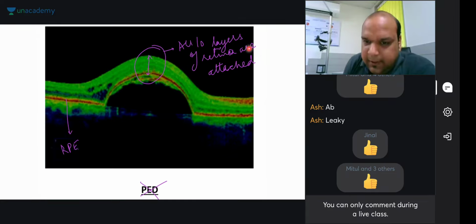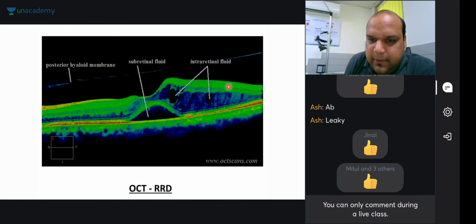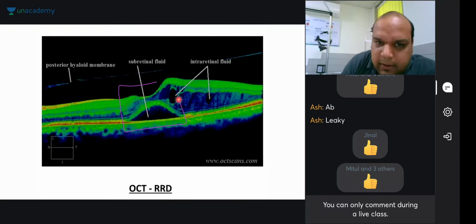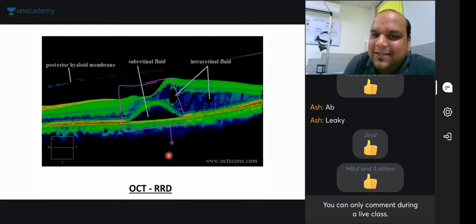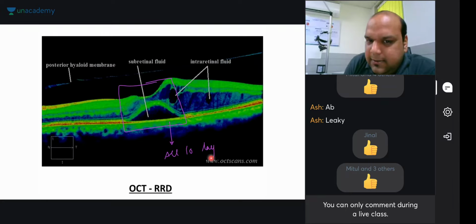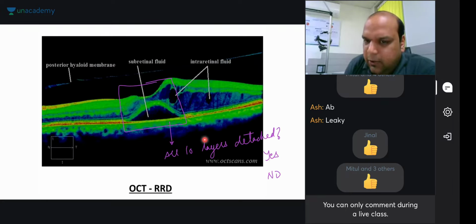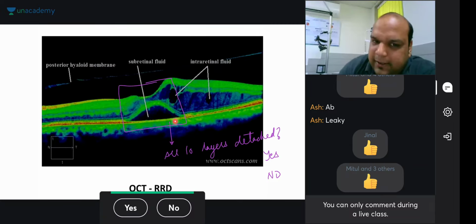But if I bring up another photograph for you, and I ask you the same question, let's see whether you are able to make out. Now everybody see the next photograph which I'm bringing up on the screen. Everybody focus on this area only. In this area, how many layers are detached? Are all 10 layers detached? Yes or no? That's the simple question.